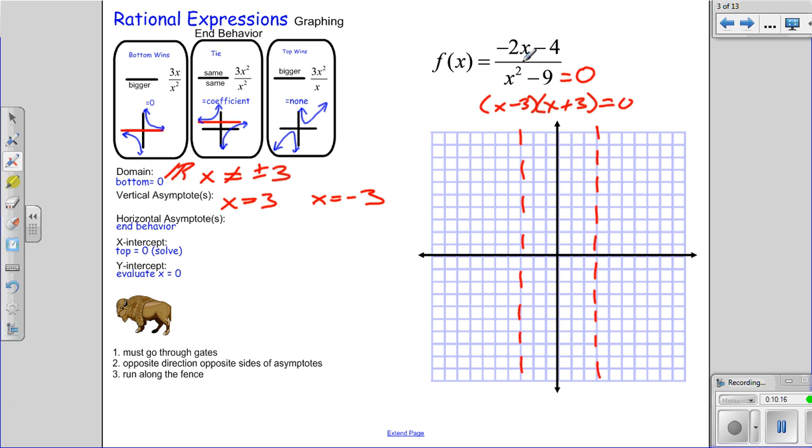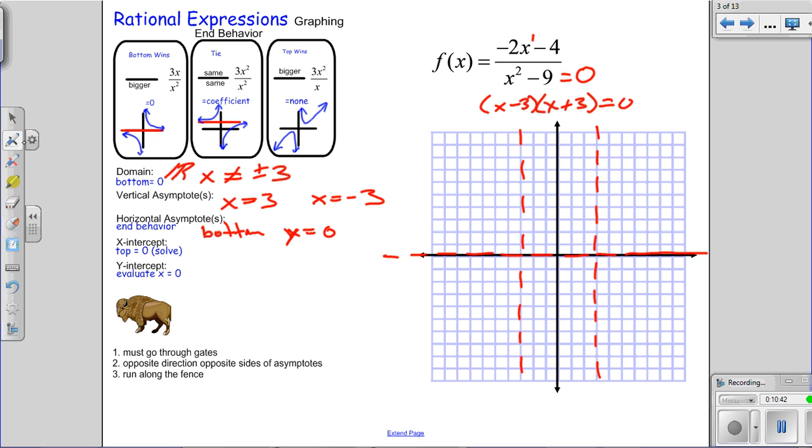So let's look what we have here. So here we have x to the first power on top and x to the second bottom. So then the bottom wins. So I'm going to say the bottom wins. Therefore, approach y equals 0. Okay. So we're going to draw another asymptote in here at y equals 0. Okay, so now we got kind of some restrictions. Let's go ahead and figure out some intercepts.